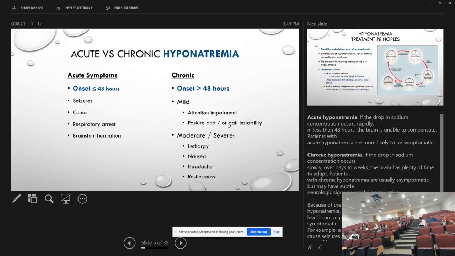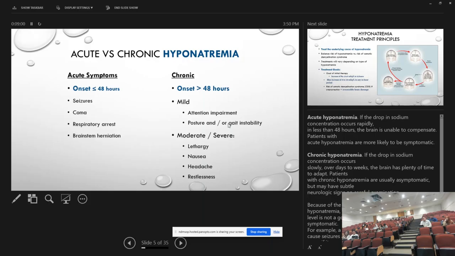They can be agitated, irritable. You may have some ambulatory issues, problems walking, stability issues, posture issues. Those can be seen. Some more moderate to severe would be lethargy, so just tiredness, things like that. Nausea, headache would be one, and restlessness. So those are more mild to moderate symptoms. And again, that impacts how you treat the patient.